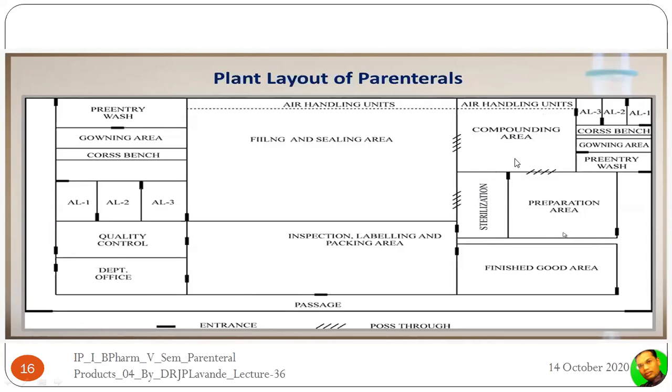the finished good area. Now, as I said, this is the entry for the quality control personnel. So there is no mixing. Quality control personnel can access from this side. Production personnel can access from this side. And quality control, again, is a separate area in case of a production plant layout, right?